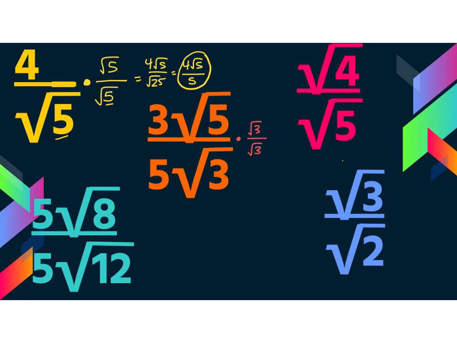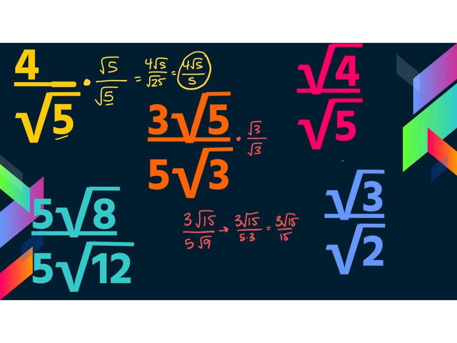So now I'm going to multiply. I have 3 square roots of, we do 5 times 3 is 15, so 3 square roots of 15 over 5, and then I have 3 times 3, which is 9, so 5 square roots of 9. That's going to give us 3 square roots of 15. In our denominator, we'll have 5 times 3. So we have 3 square roots of 15 over 15.